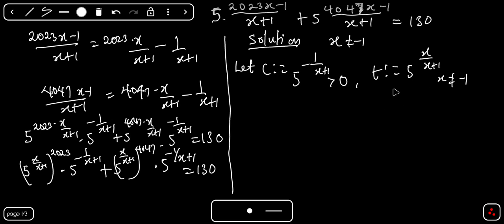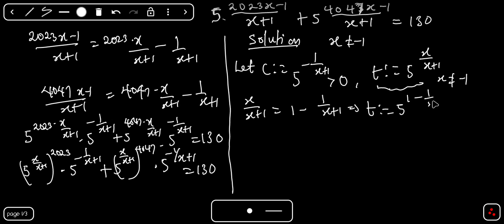Okay, guys, now looking at this t, I can write this t in terms of c. And how can I do that? This is what you're going to do. We're going to use this algebraic identity: x over x plus 1 is the same thing as 1 minus 1 over x plus 1. You see, it's beautiful. So we can now write t to be 5 raised to the power of 1 minus 1 over x plus 1. So we can also say t equals 5 multiplied by 5 raised to the power of minus 1 over x plus 1.